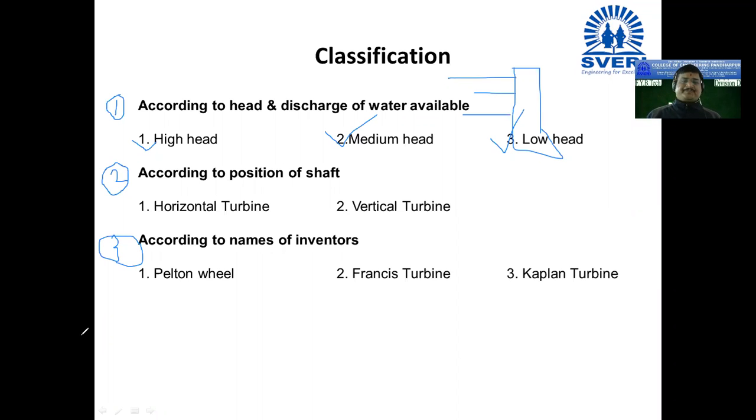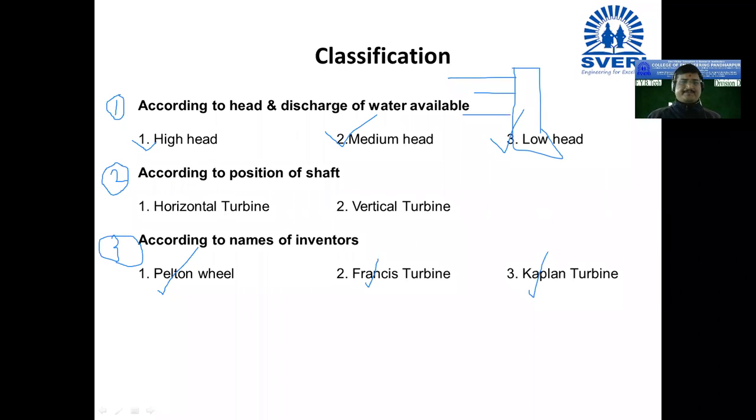In the same way, different types of turbines are invented by these people, and according to their names the turbines are known by the names of Pelton, Francis and Kaplan. The turbine invented by Pelton was named the Pelton wheel. The turbine invented by Francis was named the Francis wheel, or just Francis turbine. And the turbine invented by Kaplan was named the Kaplan turbine.